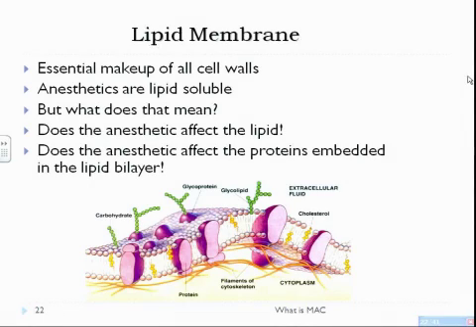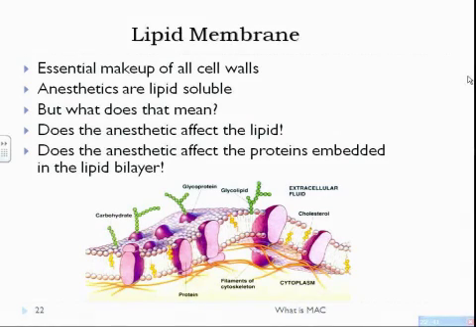The lipid bilayer is an important area where the actual lipid-soluble agent binds. But what it does is it causes disruption of the cell membrane and alters the protein configuration so it no longer works. The ones that are really sensitive to this appear to be sodium channels. Sodium channels don't open properly. And sodium channels are very important for what?